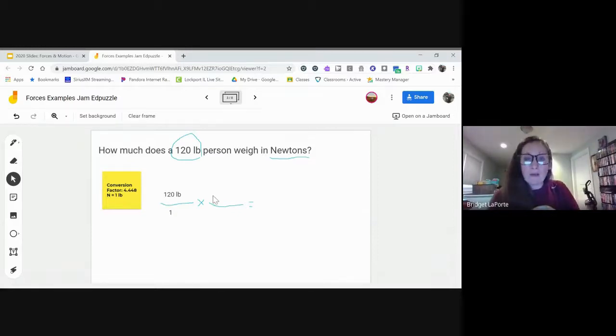According to DA, we need to get rid of the pounds and end up with newtons. In order to do that, we have to put pounds from our conversion factor on the bottom. So I'm going to take that 1 pound for my conversion factor and put it at the bottom. And then I am going to take my 4.448 newtons and put that on top.